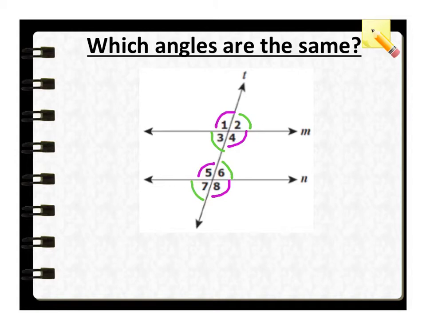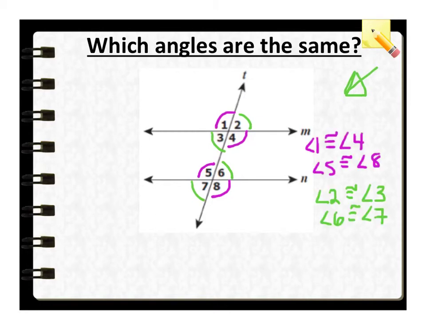Pause the video, draw this picture, write these angles that are congruent, the same, down, and hit play when you're done. Ready, pause.